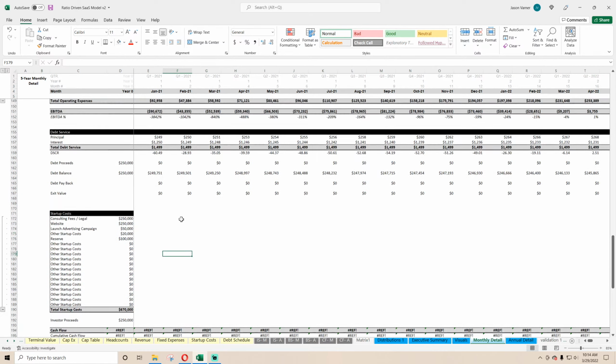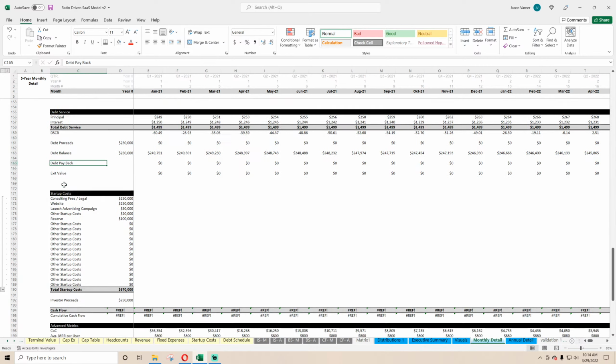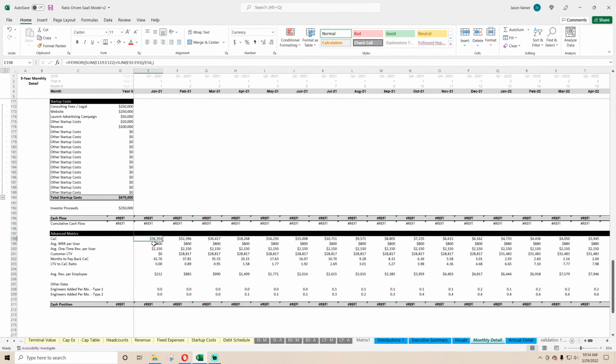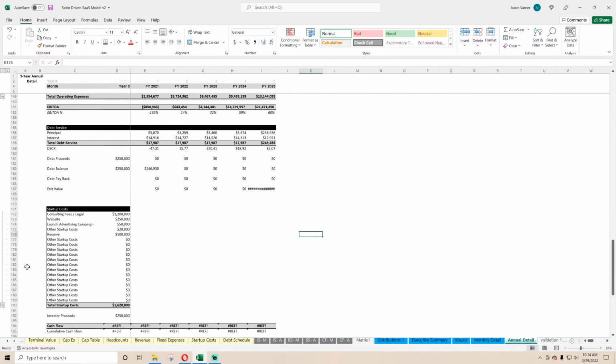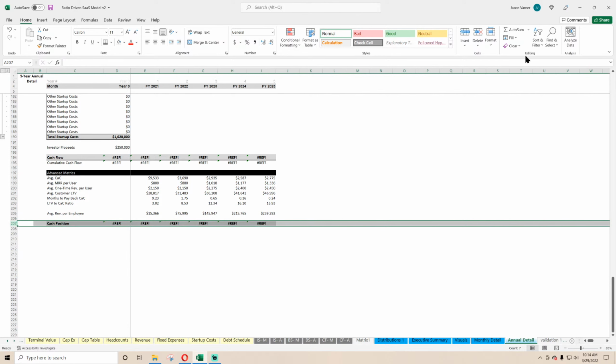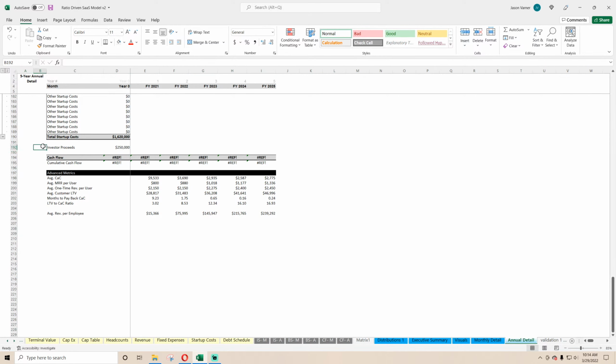Okay. So, formatting. We'll keep the advanced metrics just like they are. We don't need investor proceeds data, so we'll just have one cash flow item. This is not relevant, so we can clear this. Clear this.